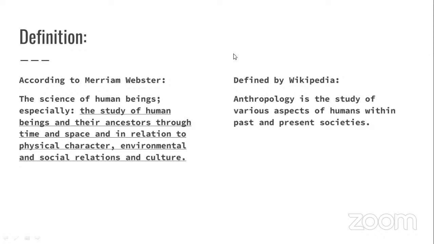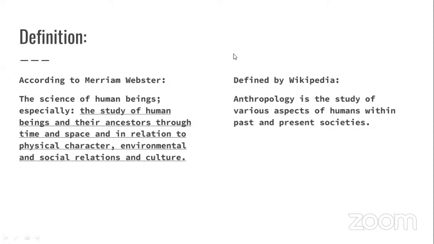However, one of my favorite definitions is the one written here, that according to Merriam-Webster, it is the science of human beings, especially the science of human beings and their ancestors. There's an emphasis in this definition on the ancestors, their ancestors through time and space. When we say time and space, that means through different eras in history. And what is the relationship between the ancestors and the people that followed them? How the societies evolved, basically.